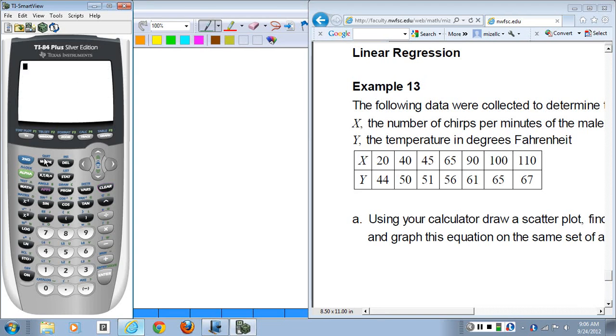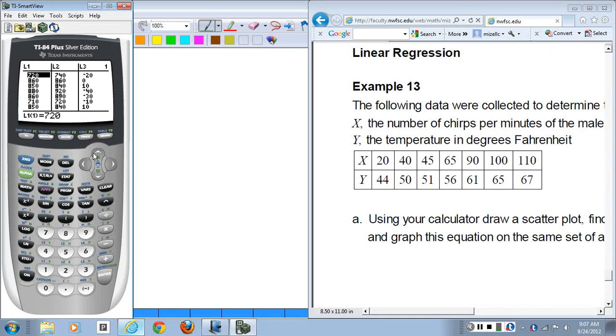To get the process started, from the main screen, press the stat button, in the middle toward the top, and then number 1 on the edit menu. If you press number 1 for edit, it'll take you to a page that has L1, L2, L3 at the top. Is that what you see? Anybody not see the L1, L2, and L3? You don't have to see any numbers. I'm going to clear these numbers out.